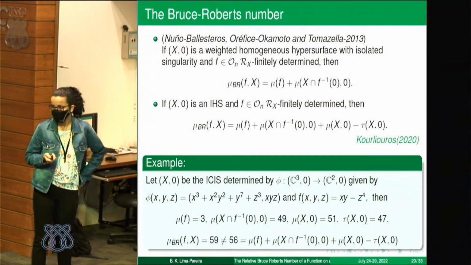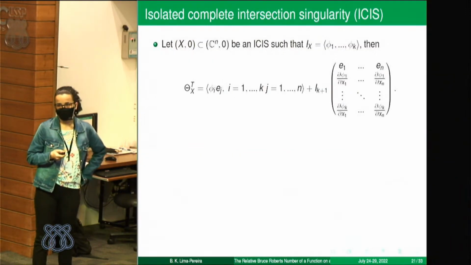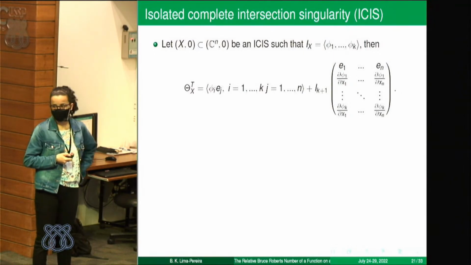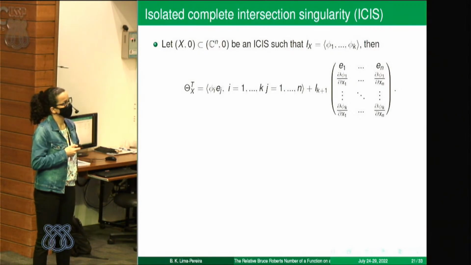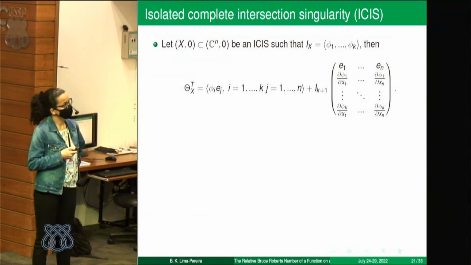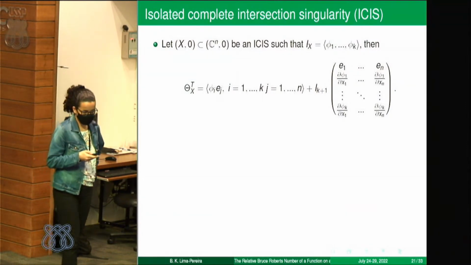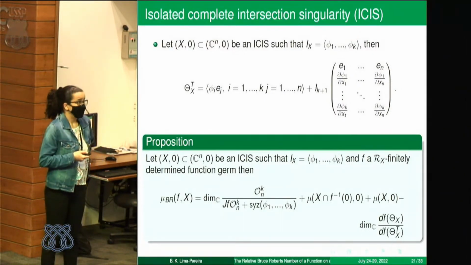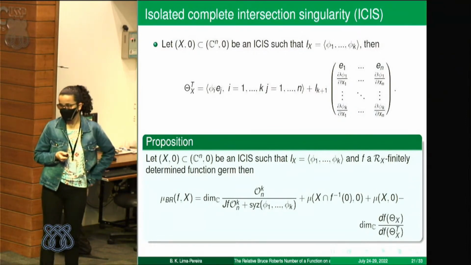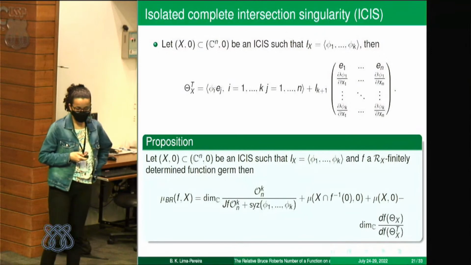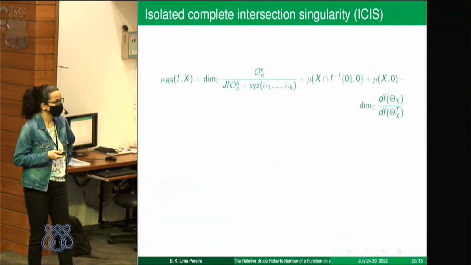But we want to know about the relation. And again, when we consider any ICIS, we don't know the generators of theta X. And again, we consider the set theta Xt, okay? And we use this characterization, and the first relation for the Bruce-Roberts number is the following, okay? Okay, this equality is not so good, because we have this dimension and this other dimension, okay? So now we want to improve it, okay?